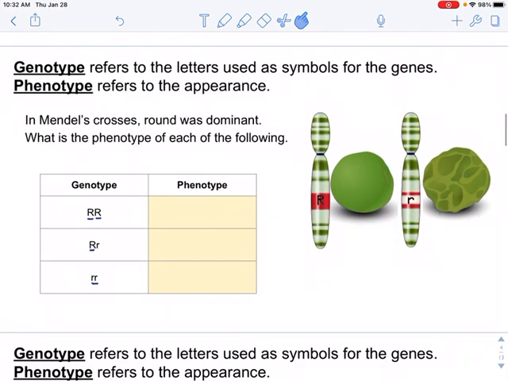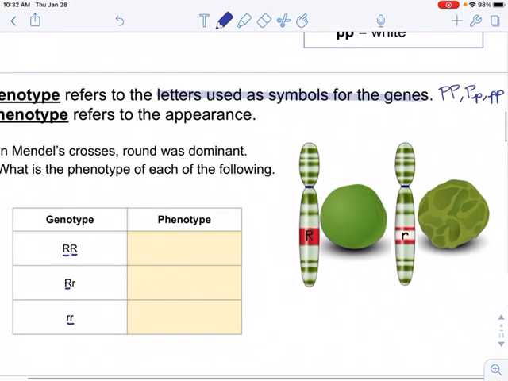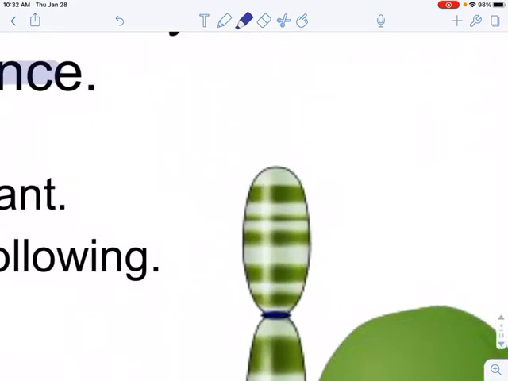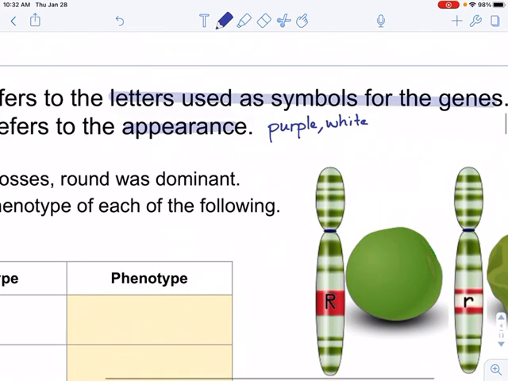Lastly, we use these terms genotype and phenotype. Remember that genotype refers to the letters used as symbols for the genes. So a genotype is always going to look like big P big P, big P little p, or little p little p. So it's that combination of letters. Whereas the phenotype is the appearance. So for instance, we were using the appearance of having purple flowers or the appearance of having white flowers. It should always be a description of what the organism looks like.